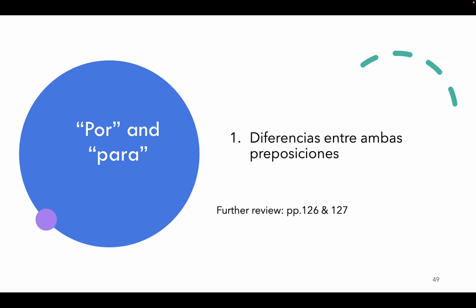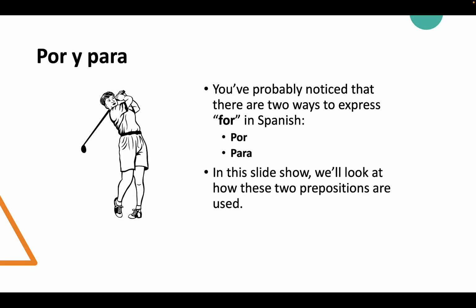For that to happen, I suggest also that you check your book, specifically pages 126 and 127. In there, you will find different acronyms to better remember the different uses of por and para, which, as I said, can be complex, difficult to use, especially because many times the tendency is to go for the default equivalent, which is for in English. However, we are going to have here some pointers as to when to use which.